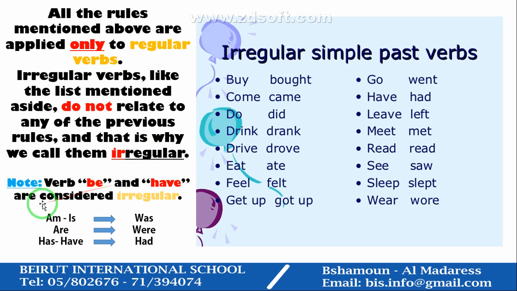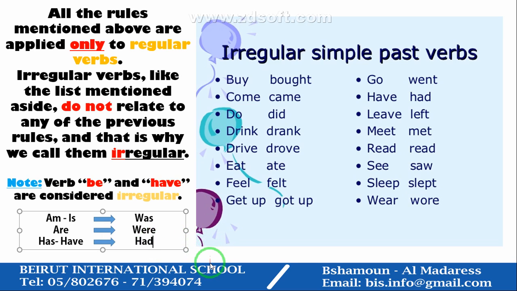Verb be and have are considered irregular. So verb be, which is am, is, and are, is considered irregular because the whole word changes, where am, is changes to was in the past, are changes to were, and for verb have, you have has and have that change to had in the past.